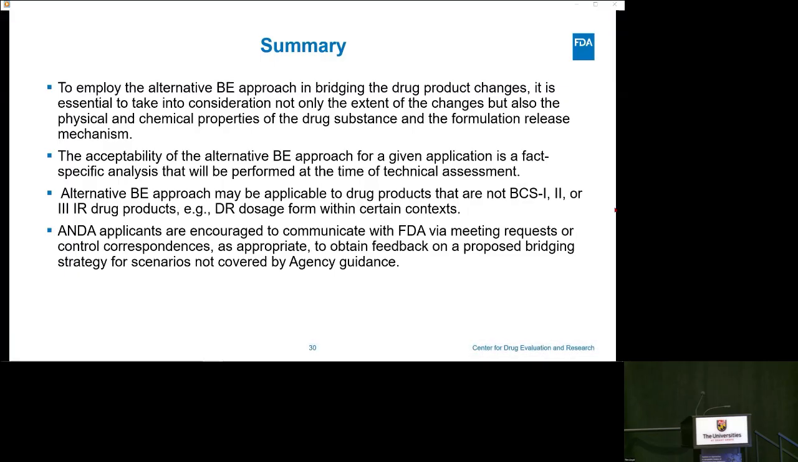Alternative BE approach may be applicable to drug products that are not BCS 1, 2, or 3 IR drug products, for example, delayed release dosage form within certain contexts. And applicants are encouraged to engage with FDA through meeting requests or control correspondences as appropriate to obtain feedback on the proposed bridging strategy for scenarios not covered by the guidance.